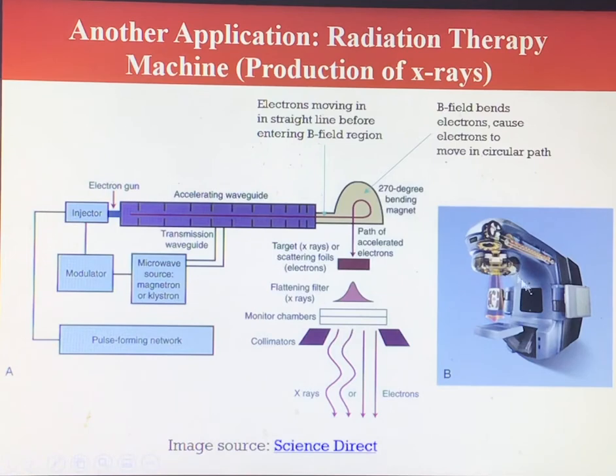The picture on the right side here shows a real X-ray machine. This is called the linear accelerator. It's used in the hospital for the production of X-rays. Again, it's just a combination of an accelerating waveguide, which is used to accelerate the electrons using an electric field. And those electrons are going to go through a magnetic field to change the direction such that we can direct those electrons to the target, where they can interact with the target and generate the X-rays.